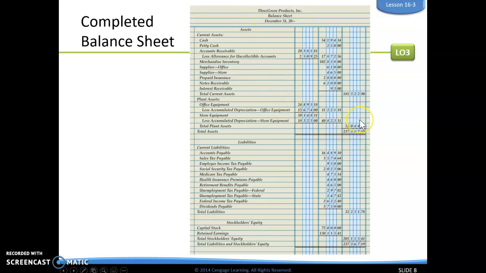This is just showing us our completed balance sheet. Up at the top, we have our assets, then we have our liabilities and our stockholders' equity. We have our total assets, which is then equal to our total liabilities plus stockholders' equity.